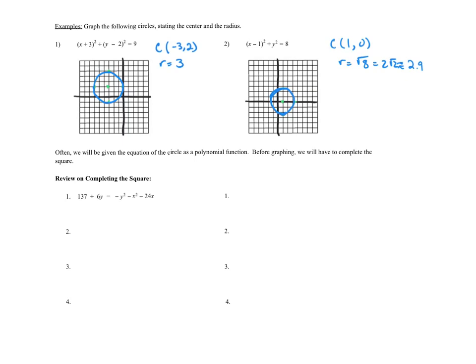Oftentimes, though, we're not given the equation of the circle in standard form, and instead we're going to have to complete the square. So I want to review that process with you. So if we're given something like 137 plus 6y equals negative y squared minus x squared minus 24x, we're going to move all variables to one side. And we want x squared and y squared to be positive. And then we'll move the constant to the other side.